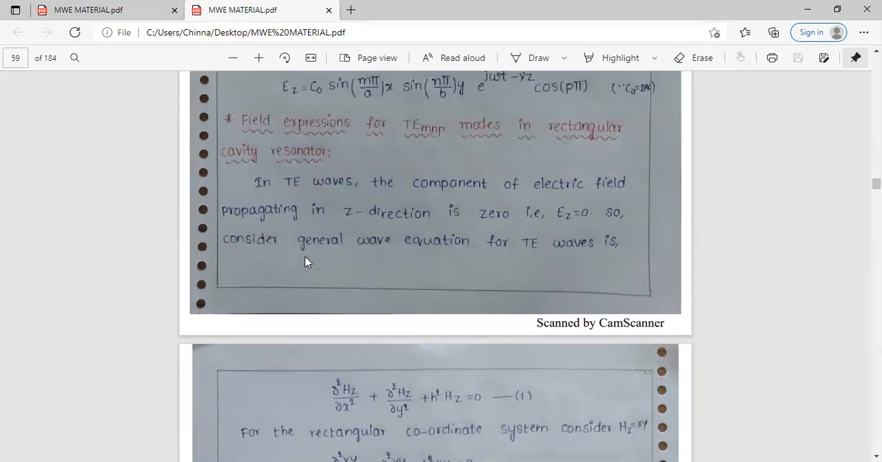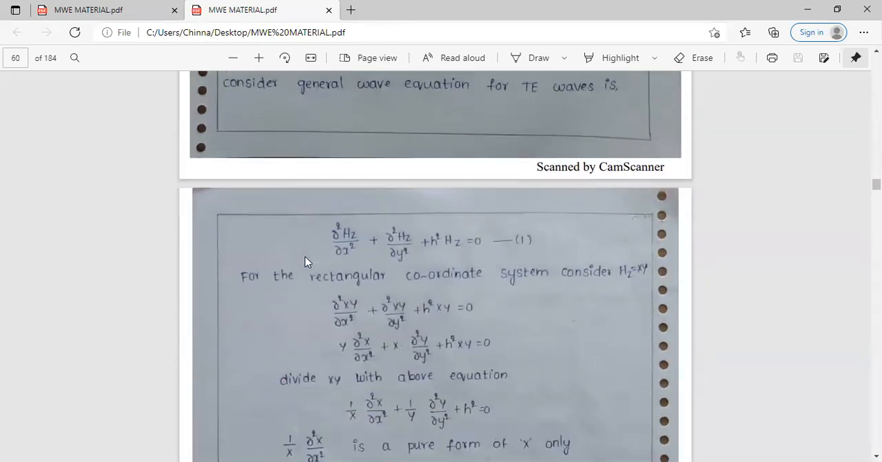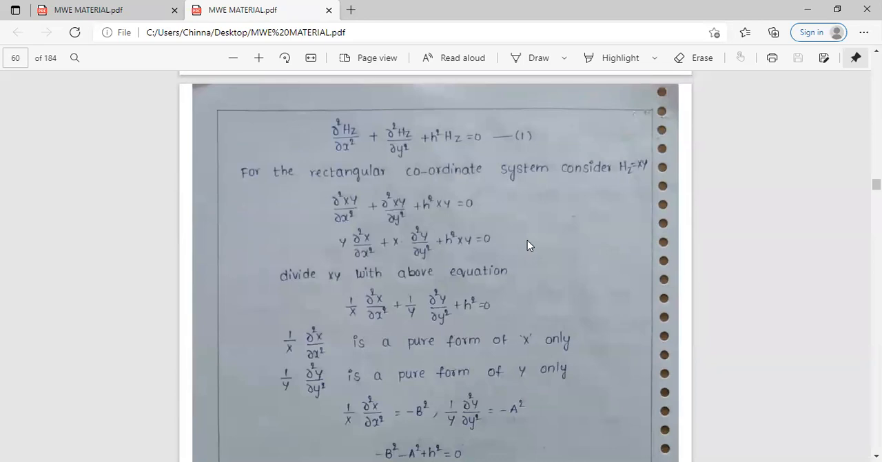In the TE mode, the electric field component propagated in the z direction, Ez, is equal to 0. So the general equation will consider that Hz is not equal to 0. So dou square Hz by dou x square plus dou square Hz by dou y square plus h square Hz is equal to 0, equation number 1. For the rectangular coordinate system, we can consider Hz is equal to XY. So dou square XY by dou x square plus dou square XY by dou y square plus h square XY is equal to 0.